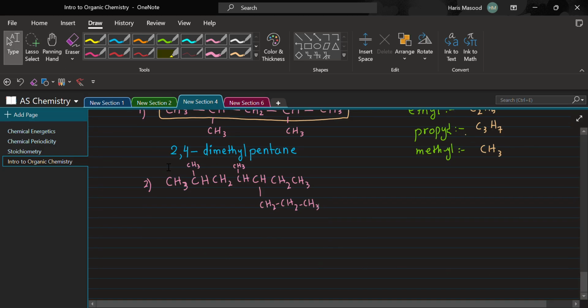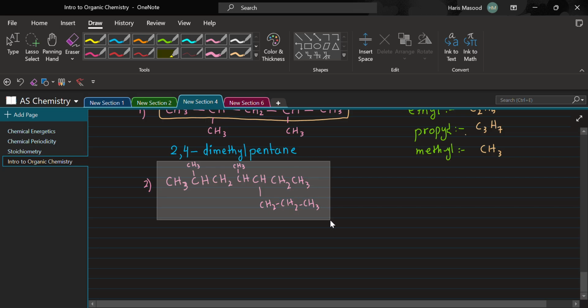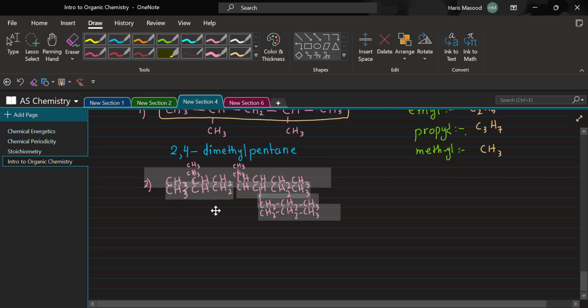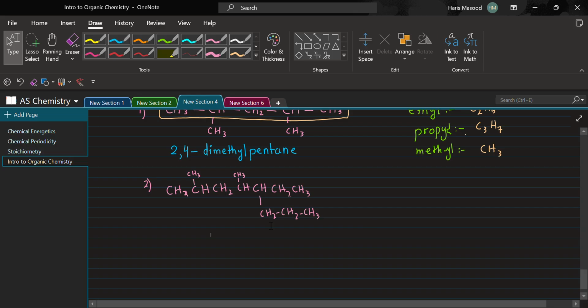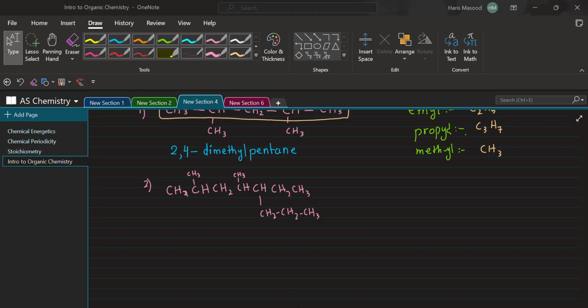Try to solve it. First, find out the longest carbon chain that you think is the one. And then you just have to number it with the groups that are present, the alkyl groups.